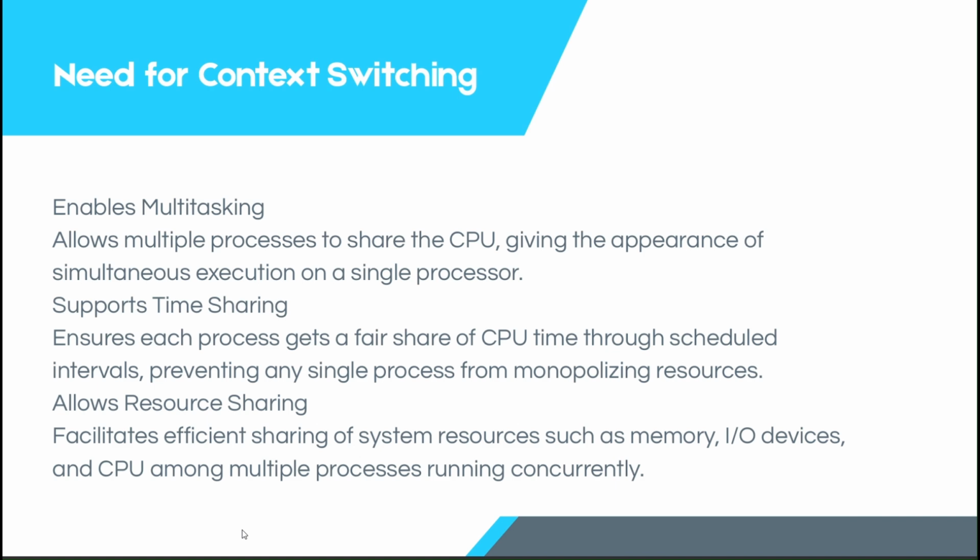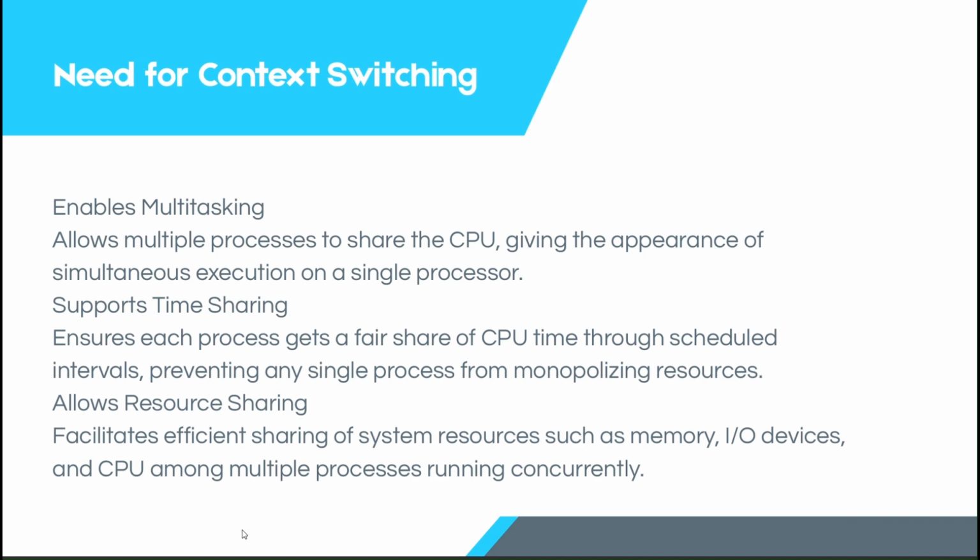Now, suppose your computer has only one CPU core. Can that CPU execute all four processes at exactly the same instant? The answer is no. The single CPU core can execute only one instruction at a time. So, how does it appear that all four applications are running together?